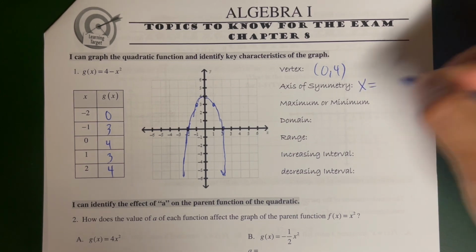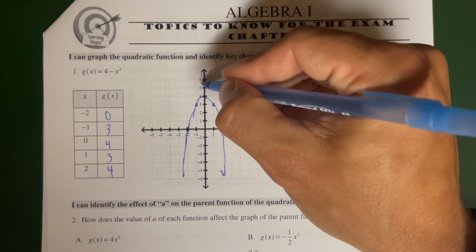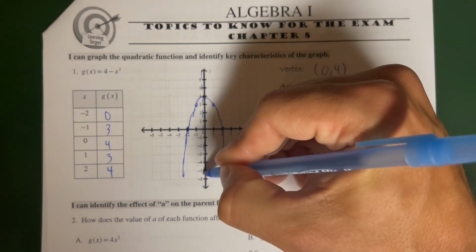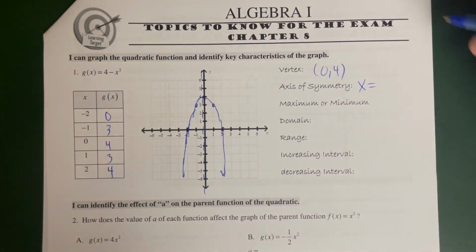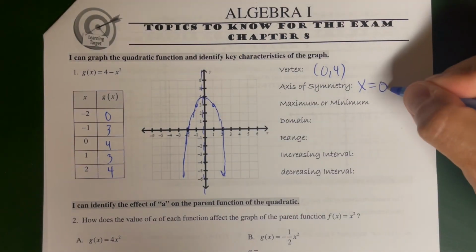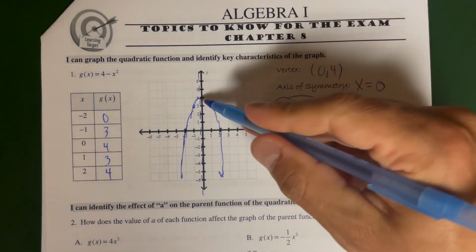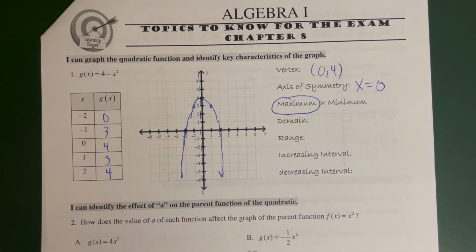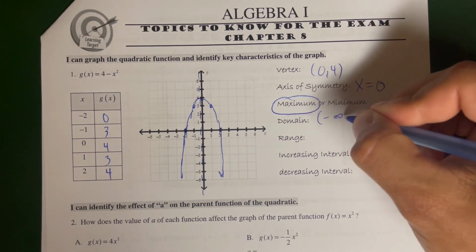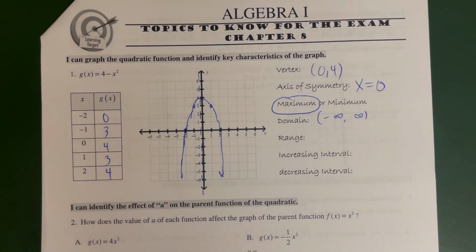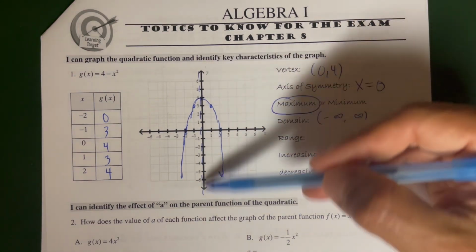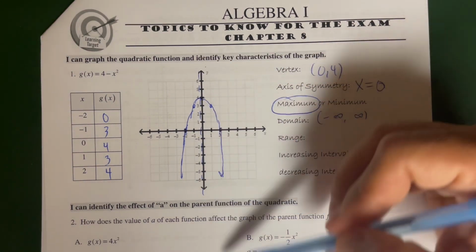The axis of symmetry is always x equals. There's an imaginary dotted line that goes down through the middle like this, and the equation of that line is the first value of the vertex, in this case x equals 0. This parabola has a maximum because it's at the very top of the parabola. The domain is always the same. It goes left forever and right forever. Negative infinity, positive infinity.